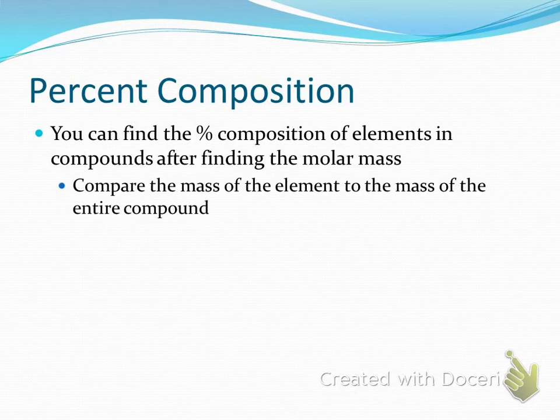Okay, and so the way we find percent composition is we're going to compare the mass of the element to the mass of the whole compound. We take the part divided by the whole. But we can't find percent composition until we find molar mass. That's always the first step.